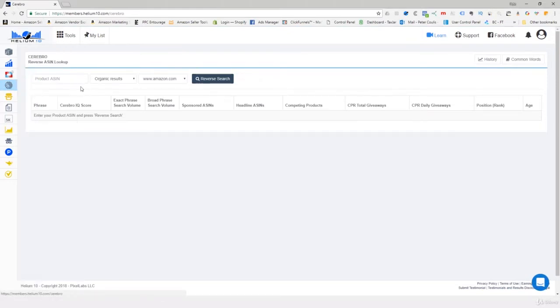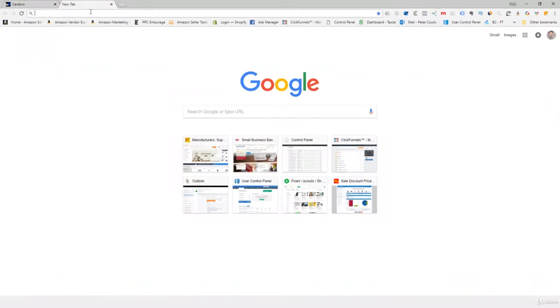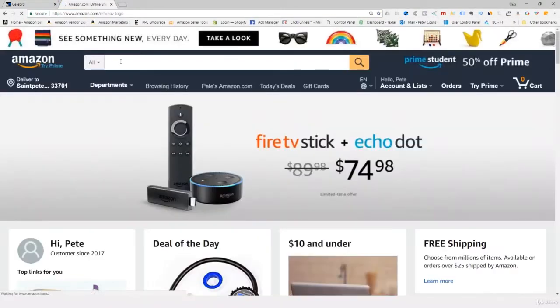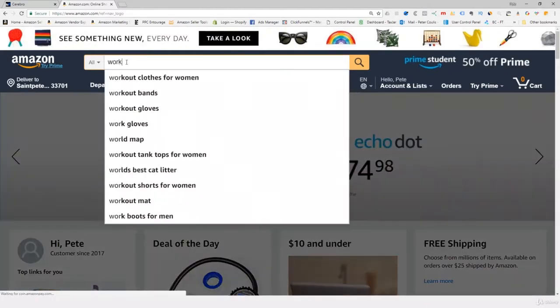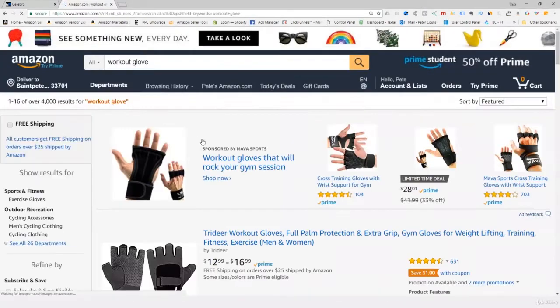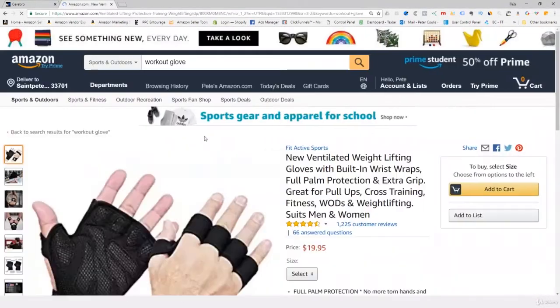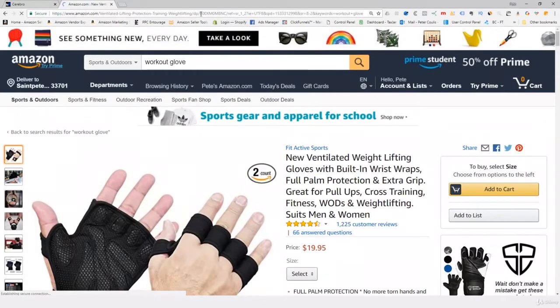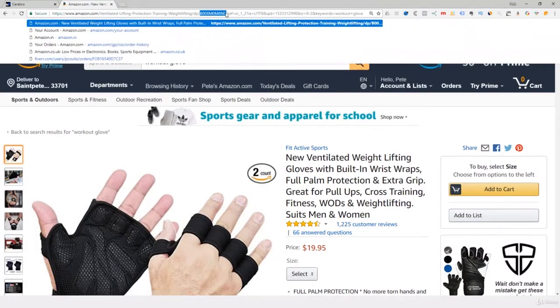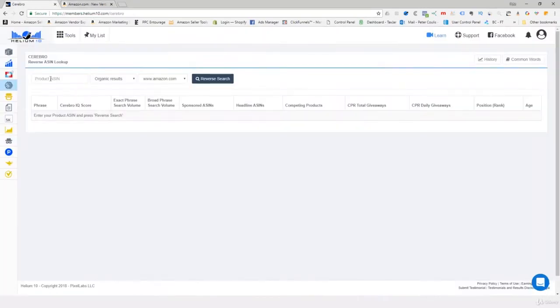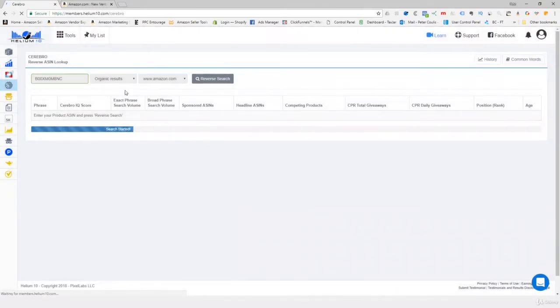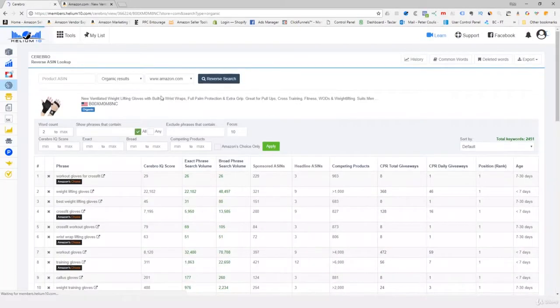I clicked on Cerebro. How we use this for this strategy is I will go to Amazon. I will type in workout glove. I will click on this guy. Remember where the ASIN number is up here. Control C, Control V, copy the ASIN in there, and hit reverse search. New search. Again, keep these settings the same: Amazon.com as well as organic results.